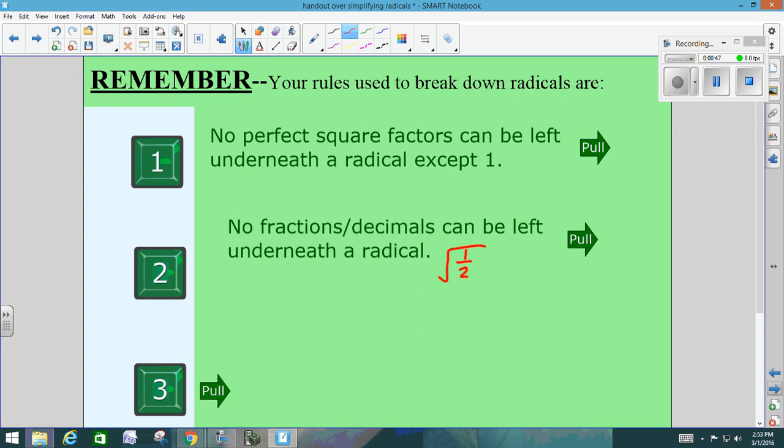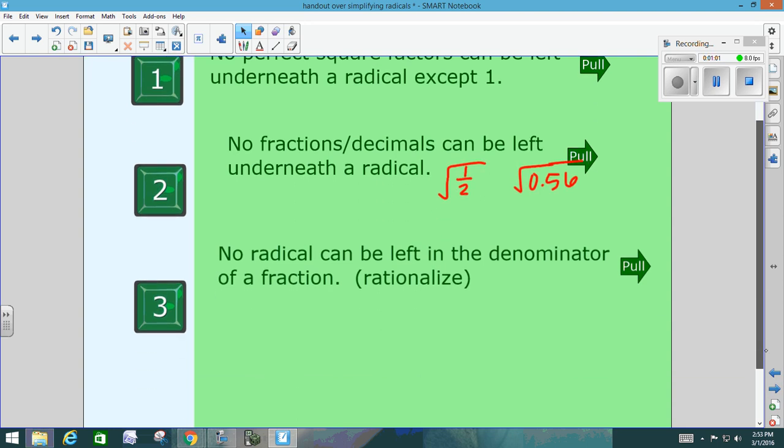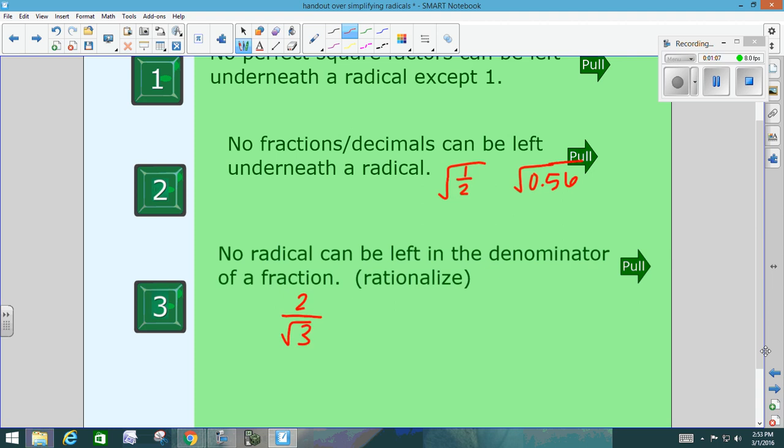You'd have to keep going. You wouldn't want to keep it as 0.56 either. No decimals, no fractions under the square root symbol. And then your third rule, you can have no radical in the denominator of a fraction. So you wouldn't want to leave your answer as 2 over the square root of 3.